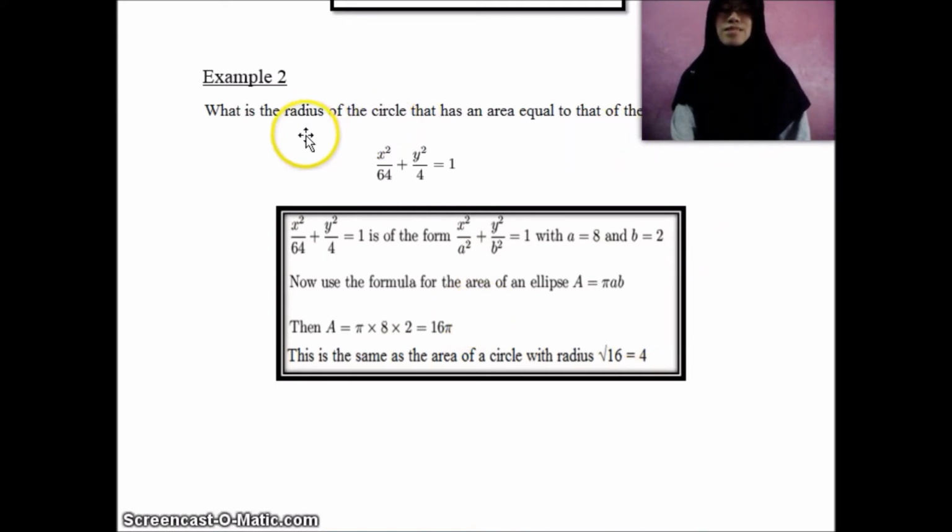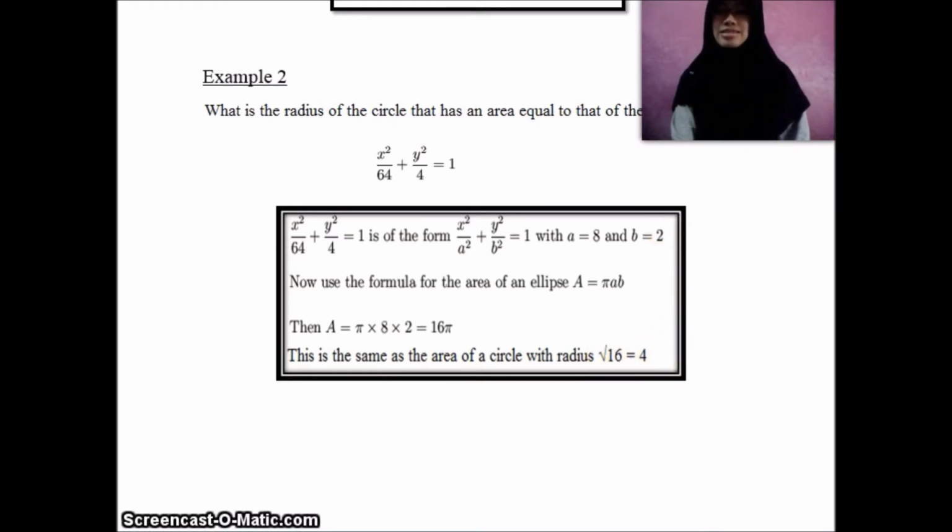The question asks, what is the radius of the circle that has an area equal to that ellipse? We know that the formula for the area of a circle is pi r squared. So 16 pi is equal to pi r squared. We can cancel the pi again, so 16 equals r squared. To find r, we just square root the 16 and get 4. So the radius of the circle is 4.